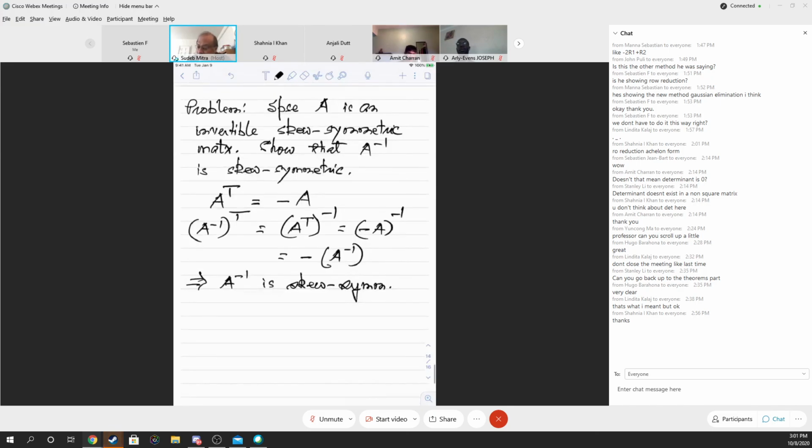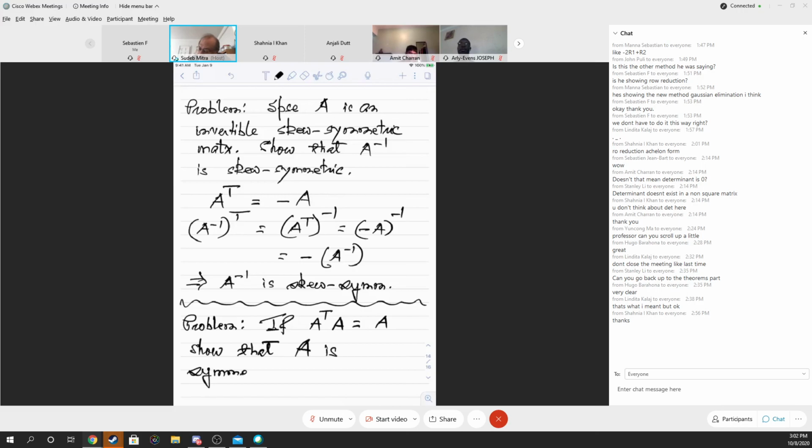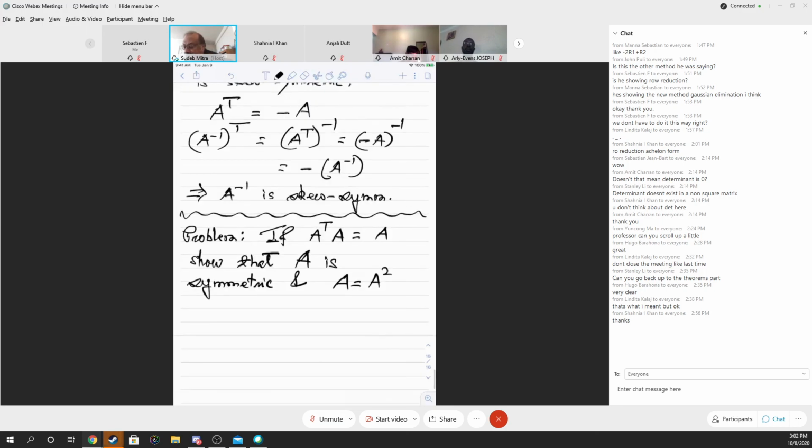Let's do one last problem and then that's enough of review. Problem. If A transpose A is equal to A, show that A is symmetric and A is equal to A squared. That means A times A. How will you do that?